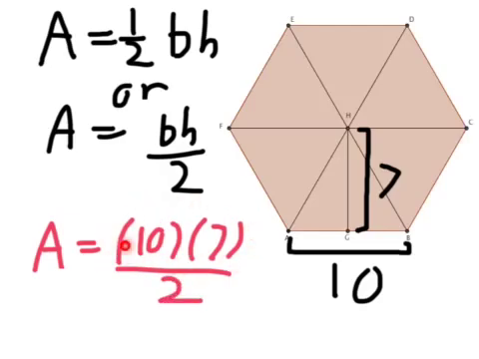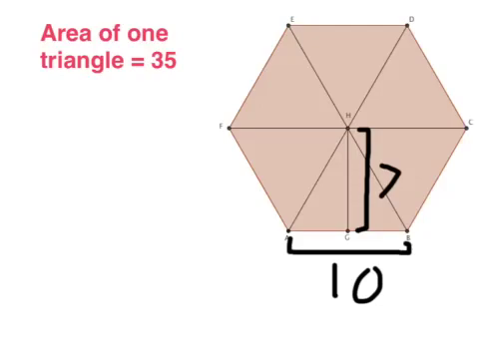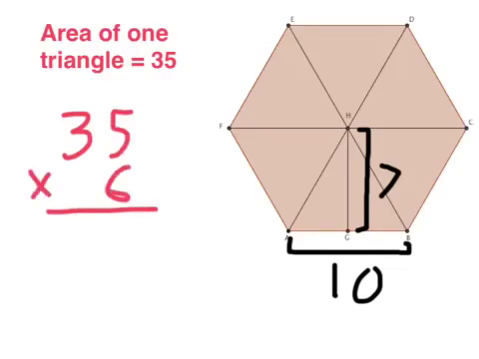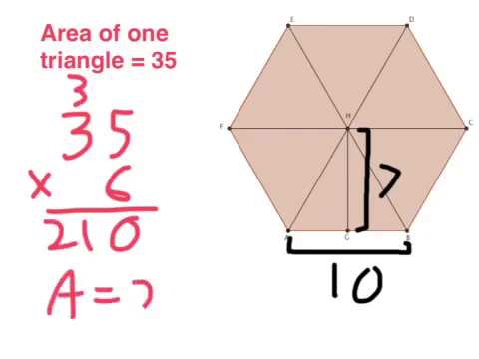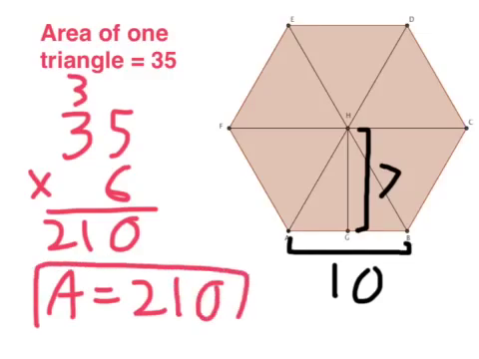10 times 7 is 70. 70 divided by 2 is 35. I'm running out of space, but our area equals 35. So the area of one triangle is 35. But like I was saying earlier, there are 6 triangles. 1, 2, 3, 4, 5, 6. So what's the area of the entire hexagon? Well, if one of the triangles is 35, then the whole hexagon is going to be 6 times 35. So 35 times 6 gives us 210. So the area of the entire hexagon is 210.